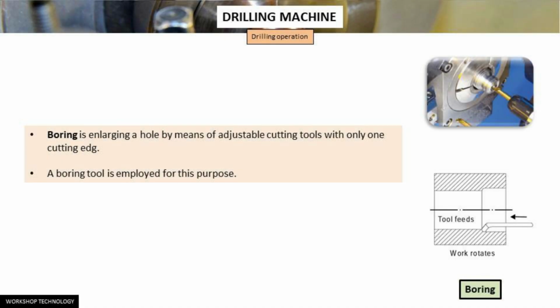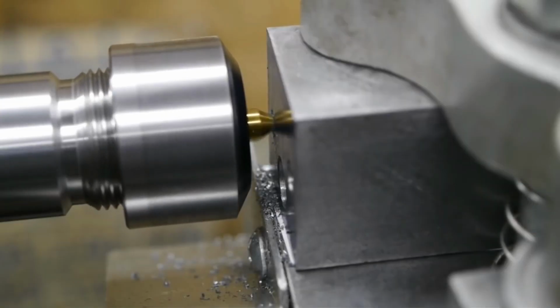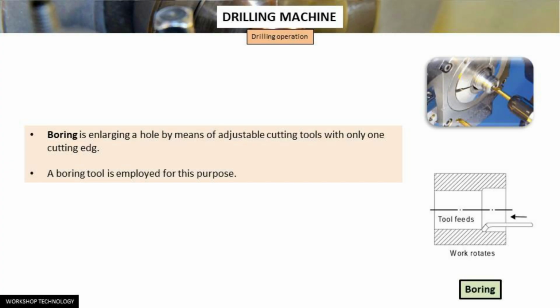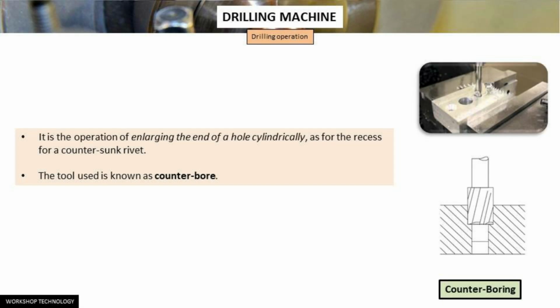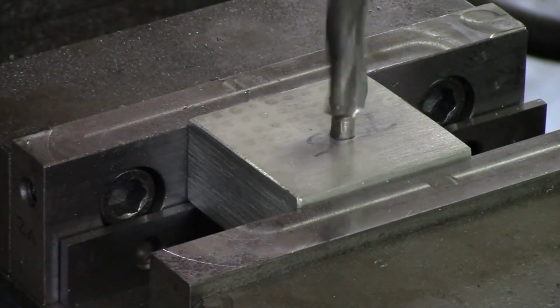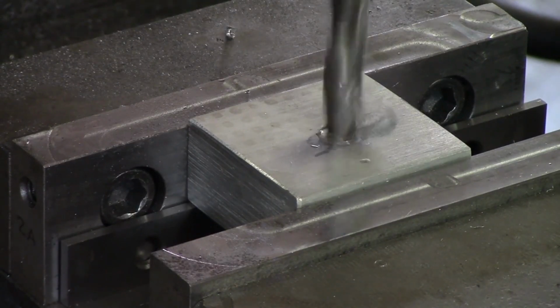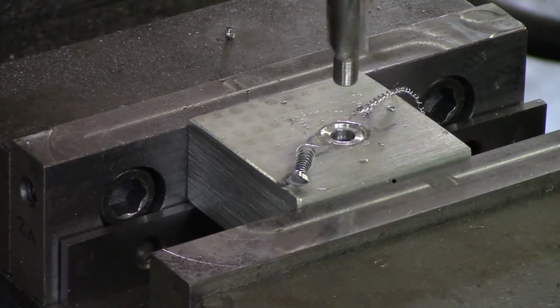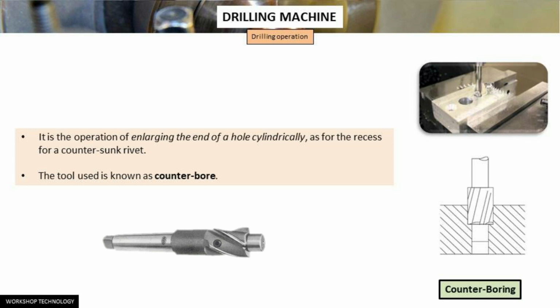Then we have boring. This particular figure shows what a boring operation looks like. The boring operation simply enlarges the hole by means of an adjustable cutting tool with only one cutting edge. A boring tool is employed for this purpose. Next we have counter boring. Counter boring operation is shown here. It is the operation of enlarging the end of a hole cylindrically, as for the recess for a countersunk rivet. The tool used here is known as a counter bore.